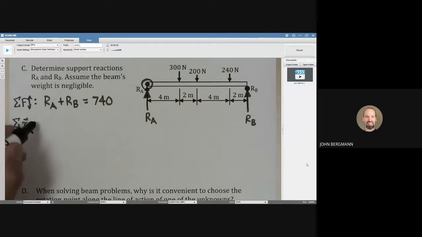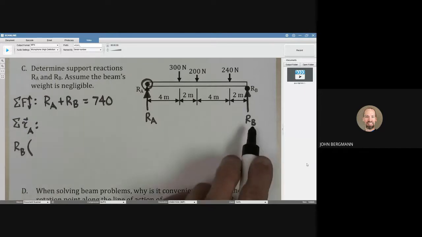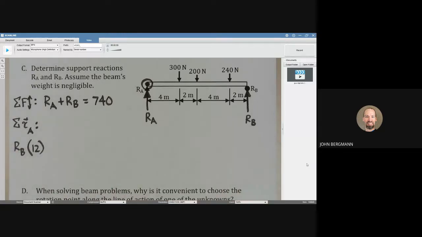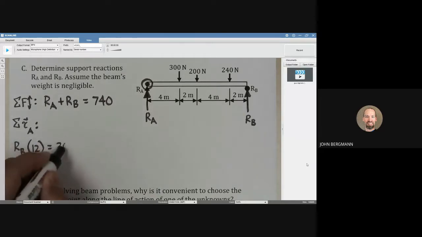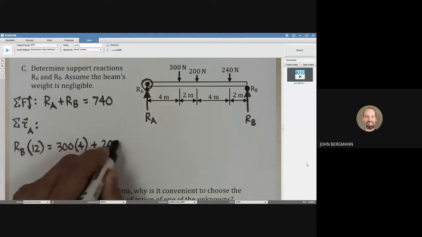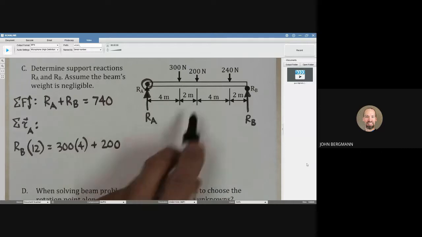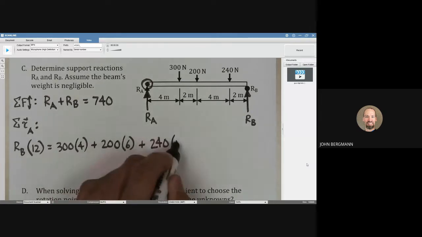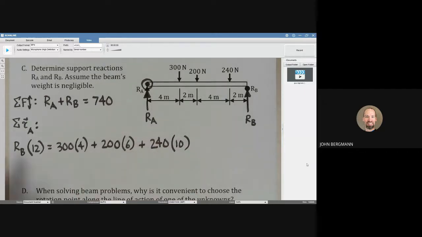I'm going to sum the torques about point A. Let's do the counterclockwise torques first. Force times lever arm. What's the lever arm for RB? It's the distance between the pin and RB, which is 12. That's the only counterclockwise torque. The rest are clockwise. Let's put those in. Force, which is 300. The lever arm is 4. We also have a 200 newton force, and what's that lever arm? 6. Everything is measured relative to the pin. And we have one more, and that's 240 newtons. What's the lever arm for that? I think 10.